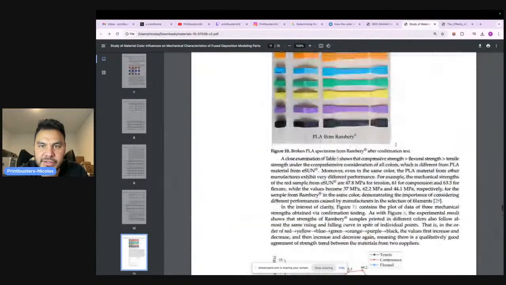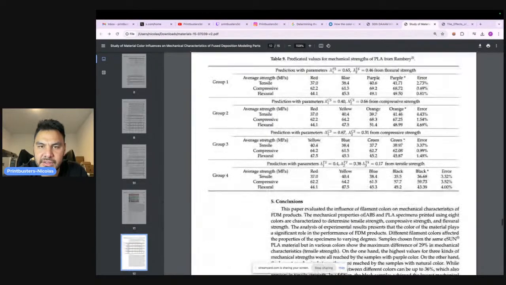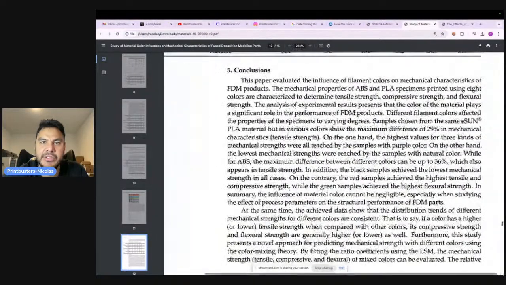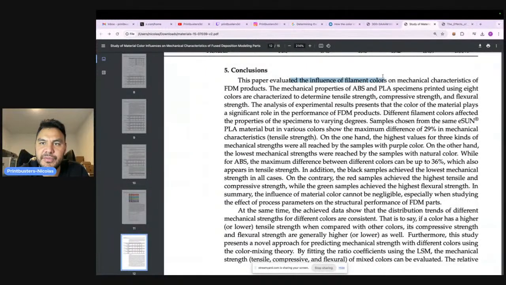Let's see their conclusion. They did the same with PLA from Eason also. Conclusion. This paper evaluated the influence of filament colors, blah, blah, blah, ABS and PLA specimens. The analysis of experimental results presents that color of the material plays a significant role in the performance of the products. Different filament colors affected the properties of the experiment to various degrees. Samples chosen from the same Eason PLA materials but in various colors showed a maximum difference of 29%.